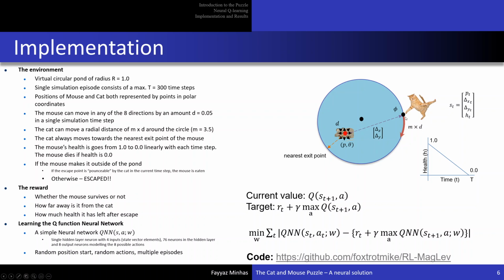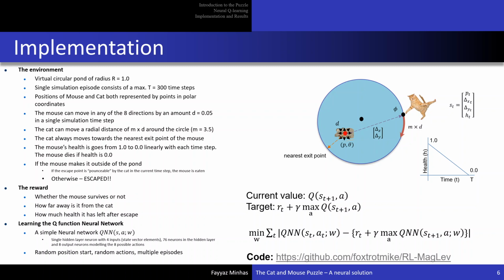Now, if the mouse executes this sequence of actions and then crosses the edge of the pond, that is, comes outside the pond, and its current position at the exit point is not what I call bounceable, that is, not reachable by the cat in the current time step, then the mouse has escaped. Otherwise, the cat hugs the mouse at the edge. Okay, so that's not a good outcome.